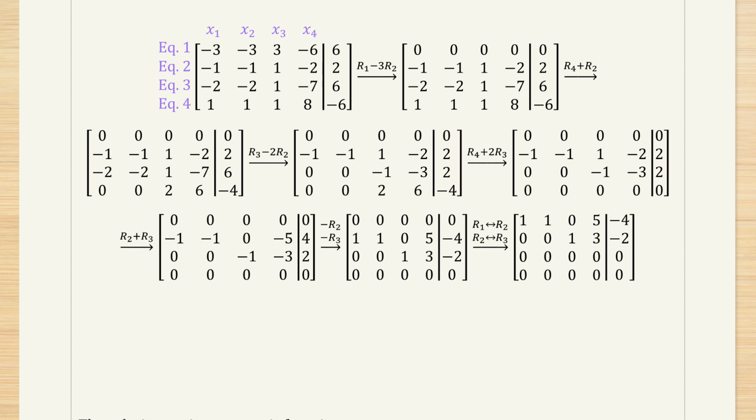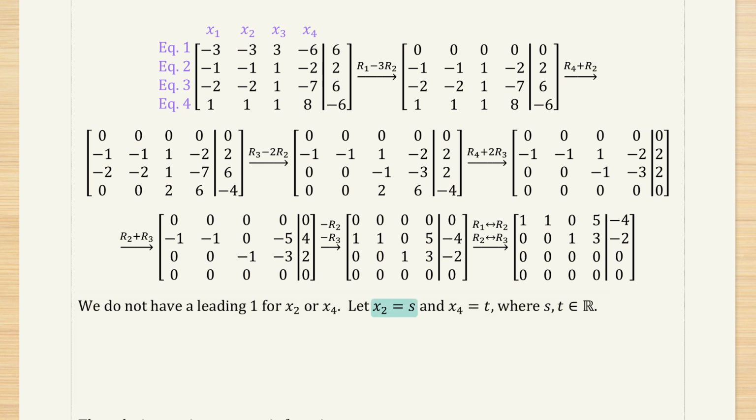We can interpret the matrix. Notice that we do not have a leading 1 for x2 or x4. We shall assign parameters to those variables. x2 will be s, and x4 will be another letter. Let's call it t. We're missing 2 leading 1s in this case, so for each missing leading 1, we're going to have a parameter, which is why we have 2 parameters in this case, s and t.